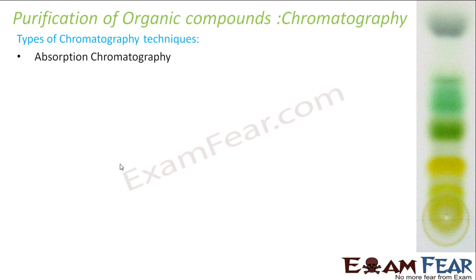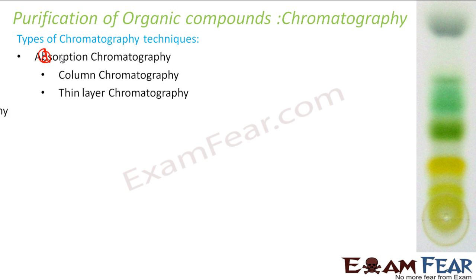So if you see, there are various types of techniques in chromatography. The first is adsorption. Please see, this is what adsorption chromatography is. Here I have column chromatography and thin layer chromatography, and then I have partition chromatography. So I'll explain all these chromatography techniques. First is adsorption, and in adsorption I have column and thin layer, and then I have partition chromatography. Let's understand what adsorption is first.